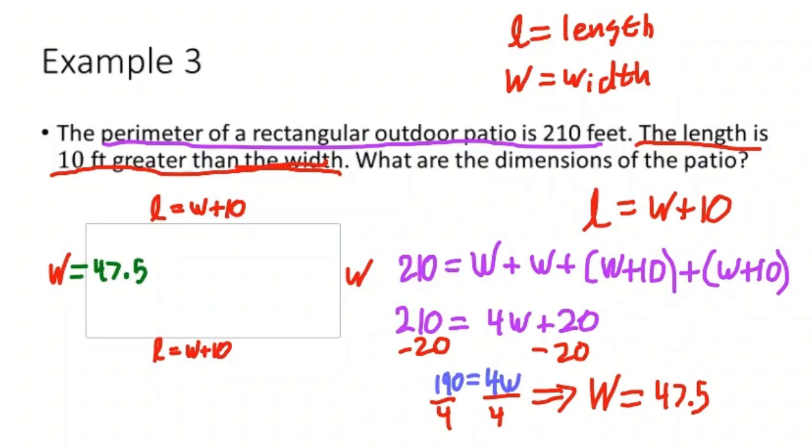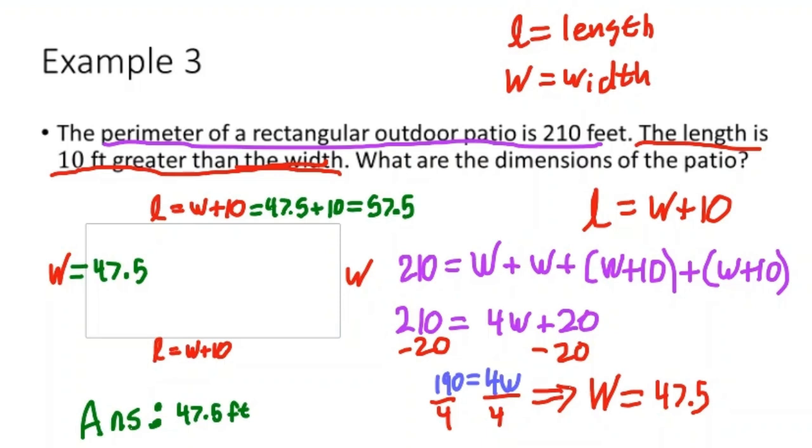Well, earlier, we found that the length was W plus 10. Now that we know that W is 47.5, let's go ahead and plug that in. And when we add, we get 57.5. So what is our answer? Well, our patio is 47.5... well, 0.5 what? Since our perimeter is measured in feet and we're told that the length is 10 feet greater, then this 47.5 is measured in feet. You do want to remember your units. And its length is 57.5 feet.